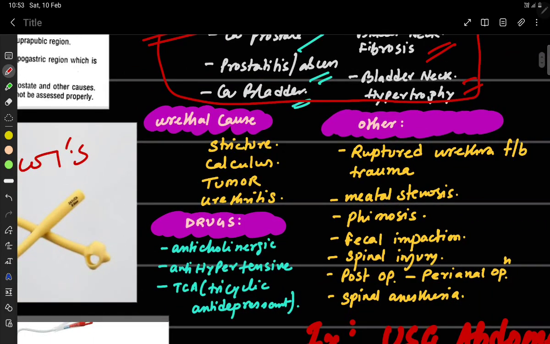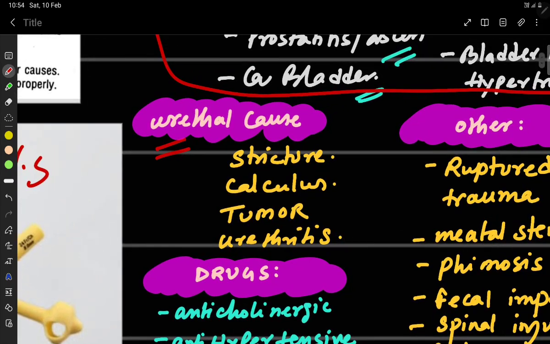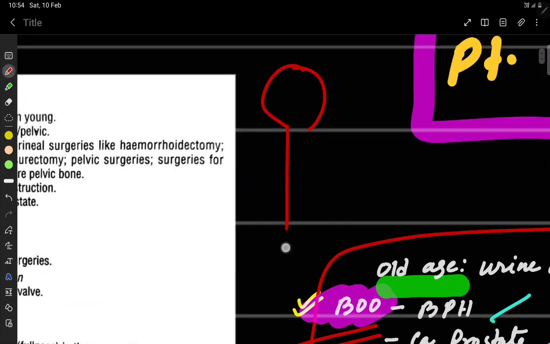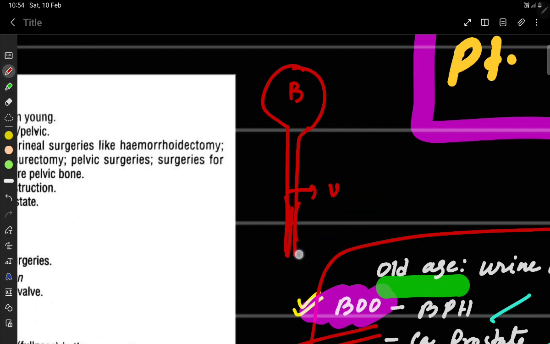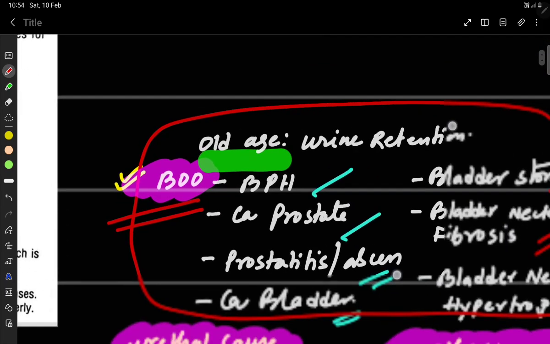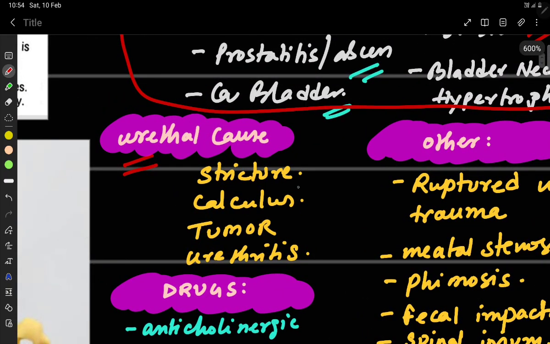Is there any urethral cause? Yes, there are urethral causes also. This is the bladder, and this is the urethra. Anything obstructing the urethra, like urethral stricture, that is narrowing of the urethra. Next, any calculus at the urethra, any tumor or mass at the urethra, or simple urethritis, which leads to inflammation of the urethra so that the urethra is blocked. These may cause acute urinary retention. So stricture, calculus, tumor, urethritis.